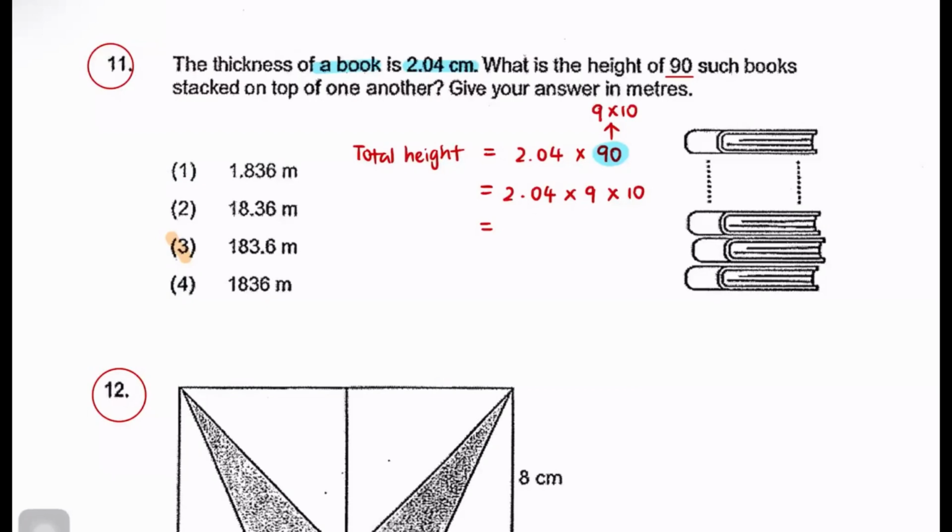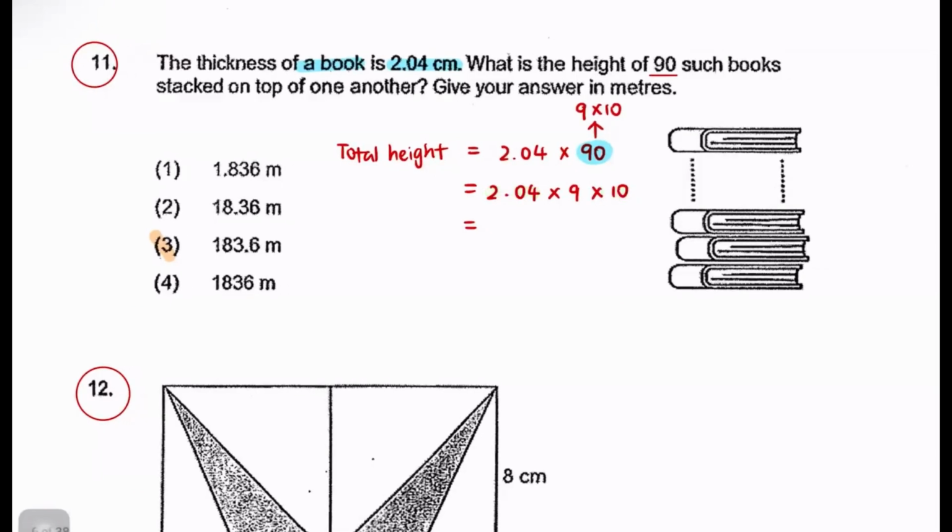You guys can choose. Do you want to take 2.04 times 9 first, or 2.04 times 10? Which one? Times 9 first. Okay, sure. 2.04 times 9. So you need to do your manual calculation on the side.